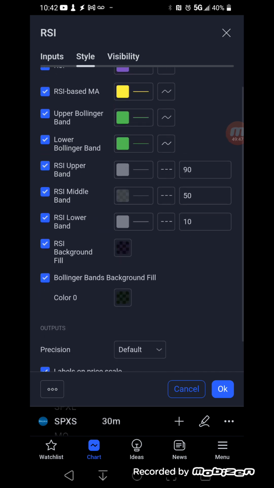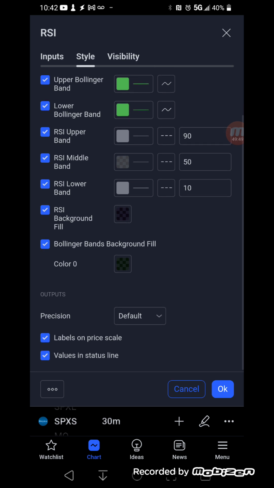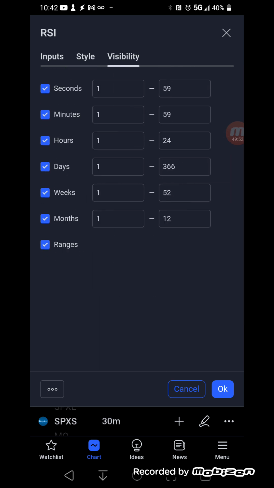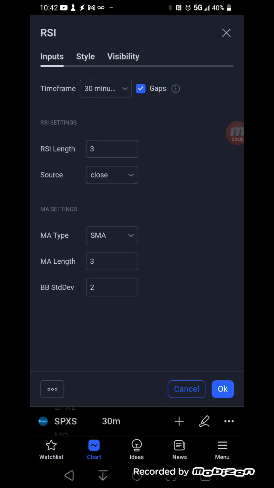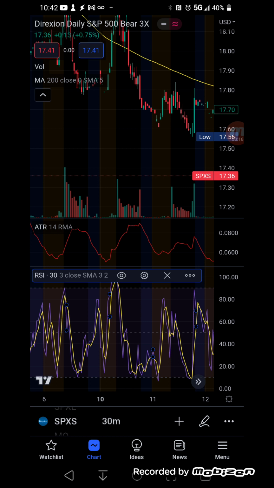This is for the colors, style, visibility. I'm not sure what that is. I think that it shows you a clock when the market is open, how long it takes for each bar to finish and start a new one. It shows you a time. This is new to me. What else here? Okay, so that's all I'm going to say about RSI. There's more data on the internet.